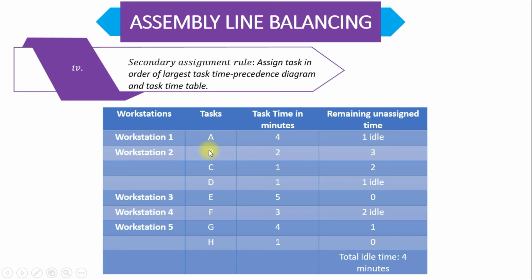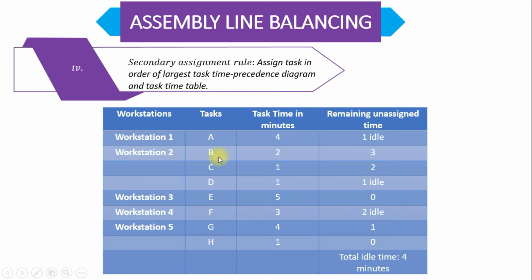So that means that only task A can be performed in workstation 1 based on the workstation cycle time constraint. There will be an idle time of 1 minute over there. Let's move on to the next workstation.